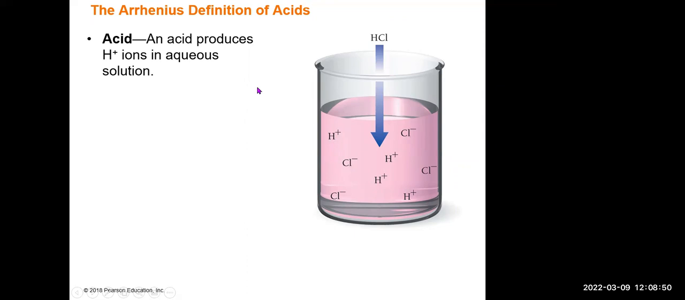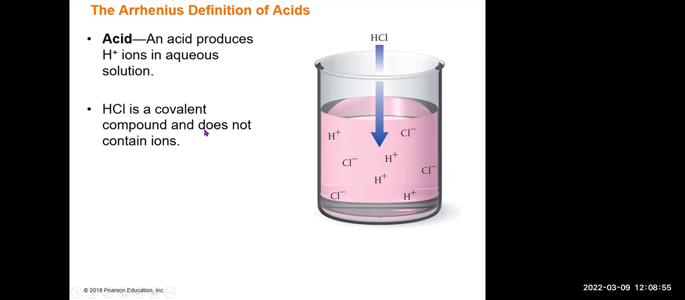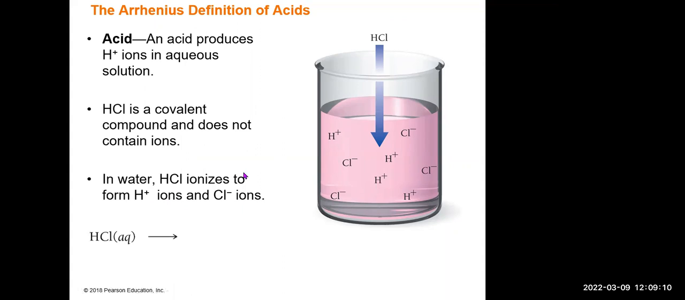Okay, so again, HCl is a covalent compound and does not contain ions. In water, HCl ionizes to form H plus ion and Cl negative ions. So the equation for this process is written as HCl(aq), which means you put HCl in water. Once you put that in water, the water will separate the H plus from the Cl negative, or separate the H atom from the Cl atom. And as a result, we have two ions.